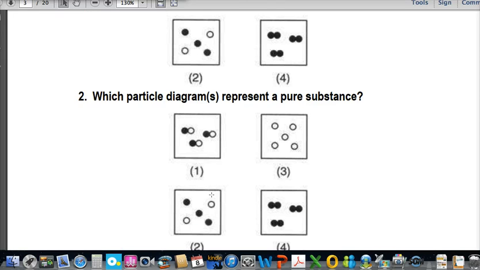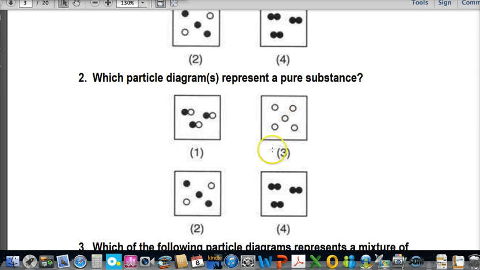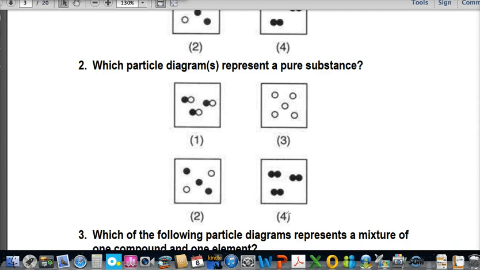Which particle diagram or diagrams represent a pure substance? Well, remember, a pure substance can be two things. It can be an element or a compound. Well, if you look at number 1, that's a compound, so that's a pure substance. Number 3 is an element, so far numbers 1 and 3 are possibilities. This is the same as this one here. We said that this is a mixture, so 2 is out. And this is also an element. So it looks like here, it's 1, 3, and 4 are examples of pure substances. Now, obviously on the Regents exam, if it's a multiple choice question, you would only have one correct answer.